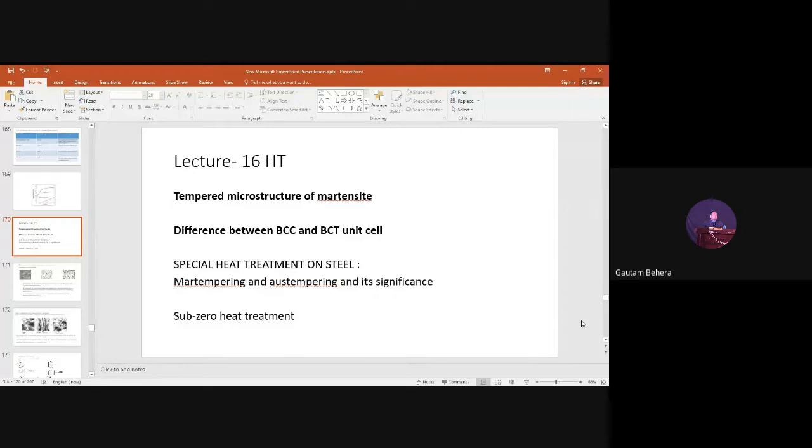Today is lecture number 16 of this heat treatment class, and this is today's content. One is the tempered microstructure of martensite. Here we'll see the transmission electron micrographs of some steels of tempered martensite. We'll see the difference between BCC and BCT unit cells, and then we'll see special heat treatments on steels. There are certain special heat treatments given to steels for better properties, and we'll have another heat treatment called sub-zero heat treatment. So this is today's content.